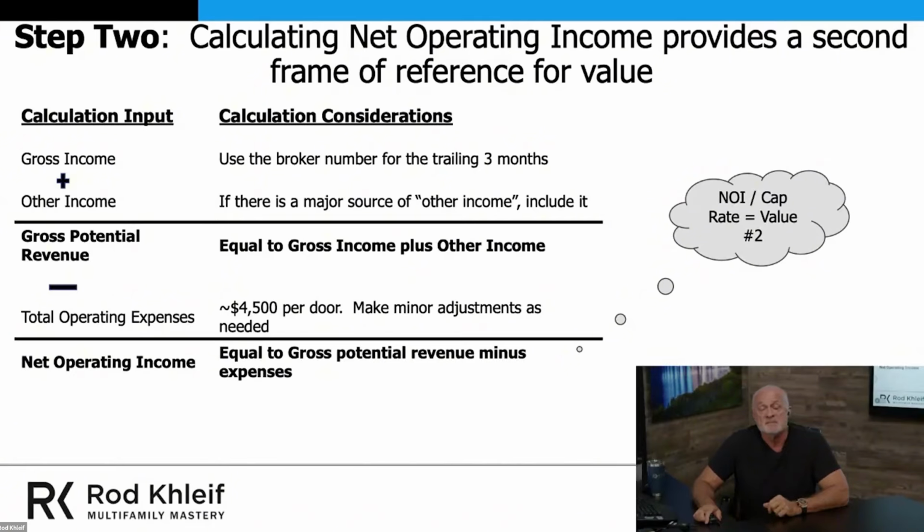Okay, so I want to look at the trailing 3 months, not the trailing 12 months, so that I have an accurate picture of what's going on today. Does that make sense? You're going to see financials that look better a year ago than they do today. So you've got to take that into consideration.